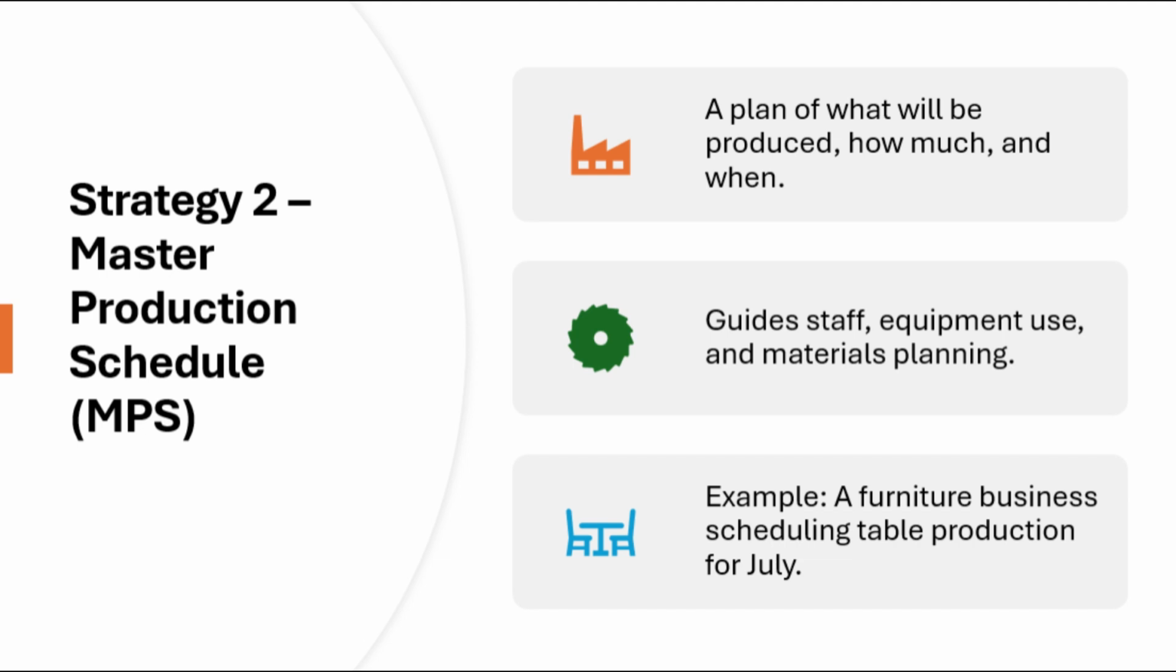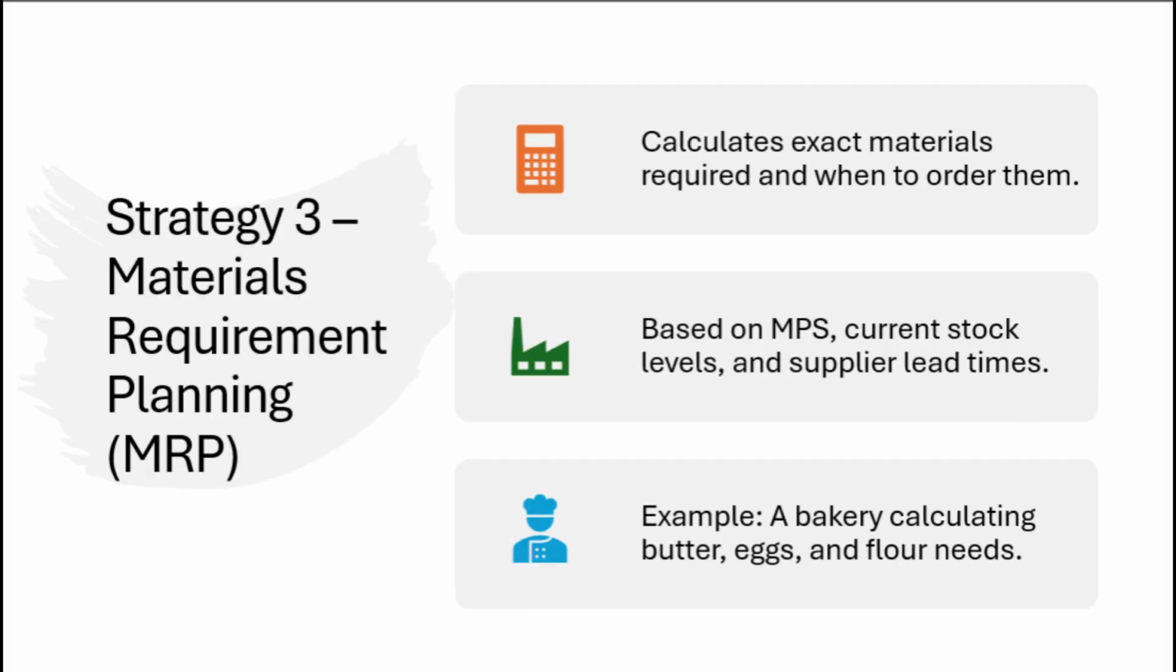The major advantage of an MPS is that it helps the business plan ahead, improve efficiency, and meet customer deadlines. However, it requires accurate forecasting and flexibility. If there are sudden changes in demand or supplier delays, the schedule might fall apart, and that can disrupt the entire operations process. The third strategy is materials requirement planning, or MRP.